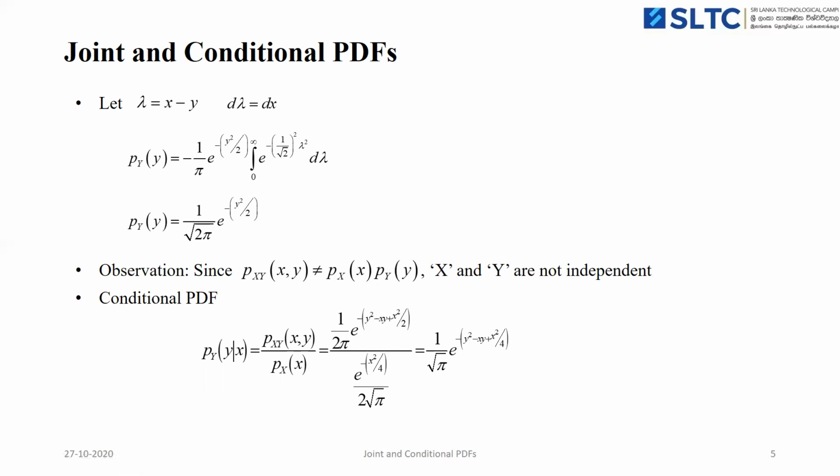So now, after getting the PDF function for the random variable x and random variable y, we can take the product of both PDF functions and equate it with the joint PDF function. If both are equal, then we can say that the random variables x and y are independent random variables. But here the joint PDF function is not equal to p of x times p of y. So we can say the random variables x and y are not independent random variables.